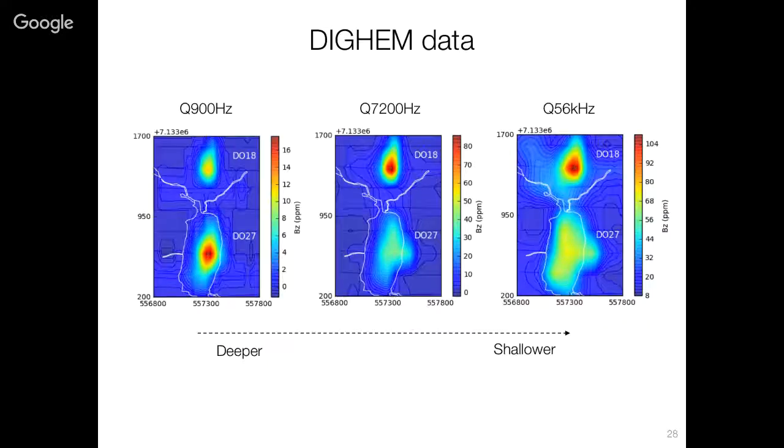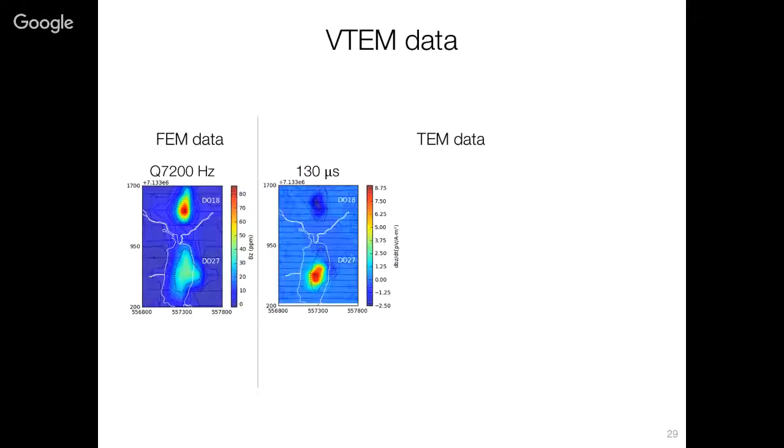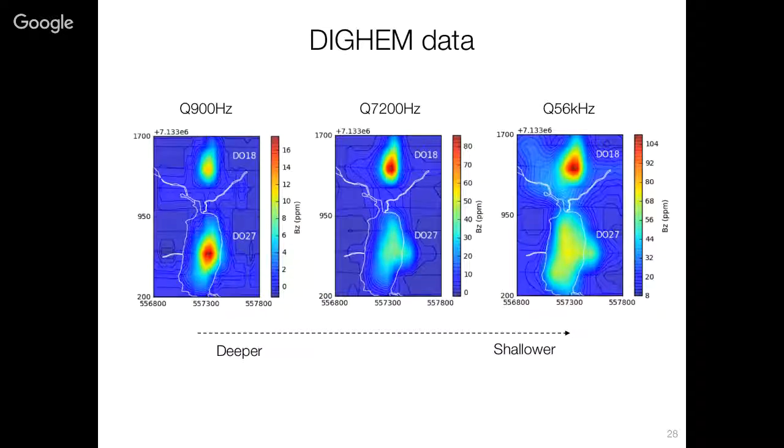So what we ended up doing was to do the following. So let me go back here. So first of all, just to take the DigEm data and go through the various frequencies. So 56 kilohertz.